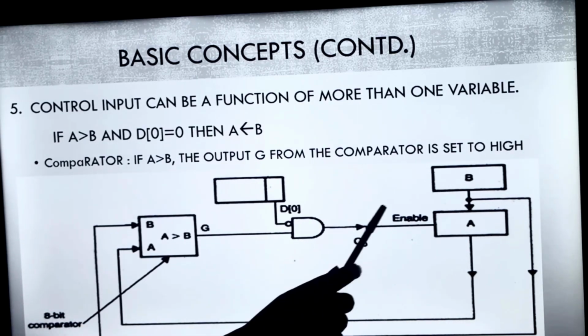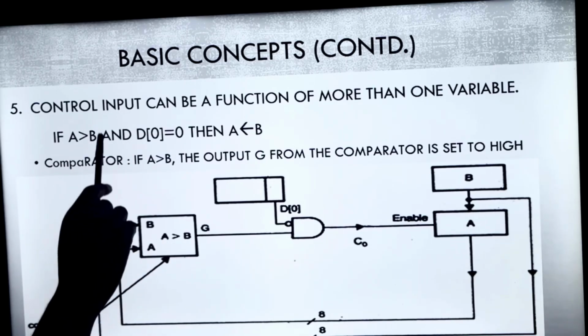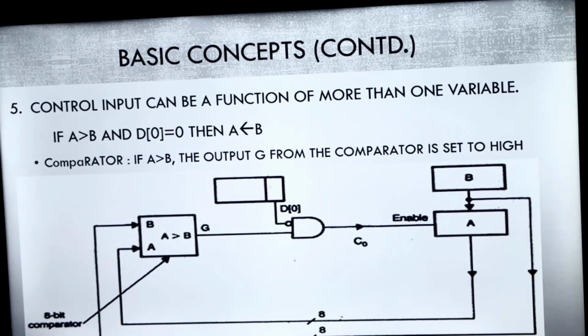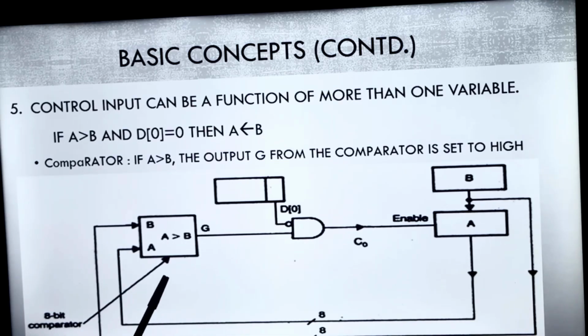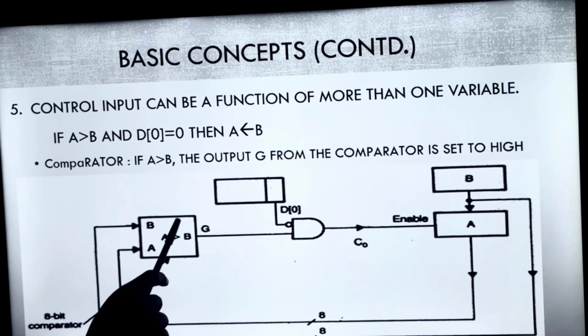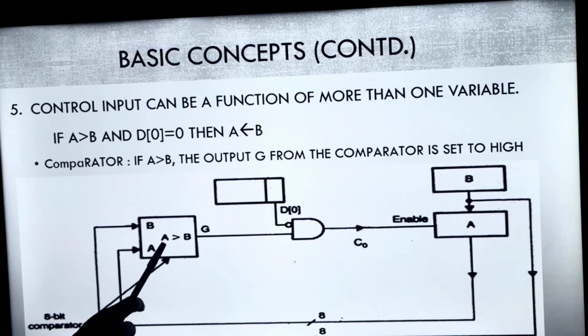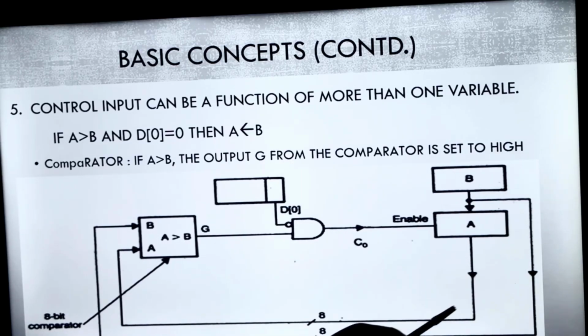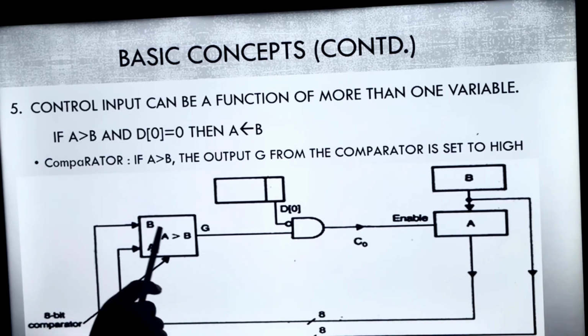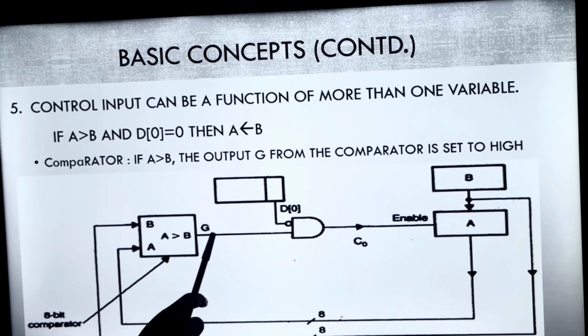Fine. Now what are the conditions I have? If A greater than B. That means somewhere I need one comparator that can decide whether my A is greater than B or not. So I have a comparator. In digital systems, you have already gone through comparators, I guess. This comparator will compare and tell me whether A is greater than B or not. For that, I need two input signals: one I am getting from A and one from B. This will decide whether A is greater than B or not, so I will get one output.